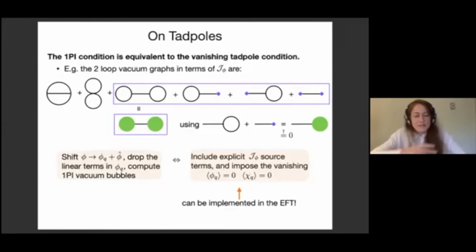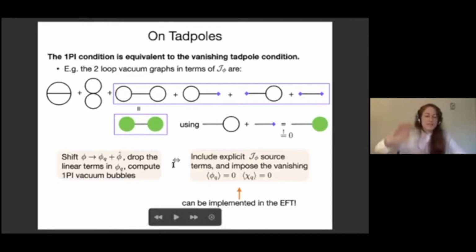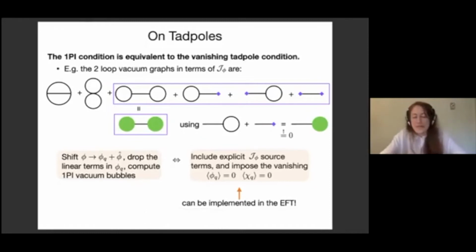And so the standard functional derivation of the effective potential, where I shift the fields by their background values and then just forget about the linear terms and compute 1PI vacuum bubbles, is equivalent to including these explicit formally one loop and higher source terms and imposing the vanishing tadpole constraints on the quantum pieces. And again, this is the thing that's going to be useful for us to use in our matching.